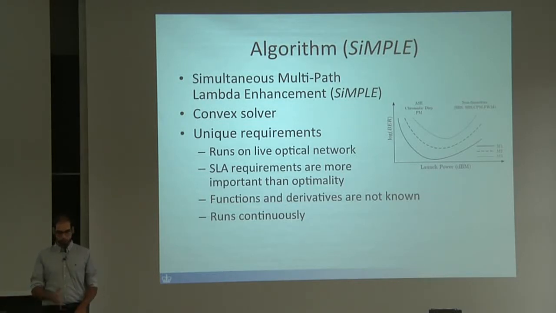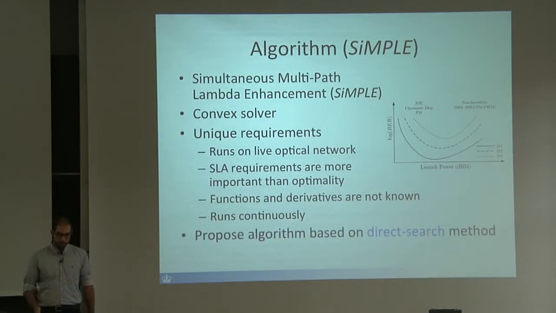Thirdly, the functions, these curves, are actually not known in advance. As I said, these curves can depend on many things, and it's very hard to have a model that really predicts this. So we don't assume that these curves are known in advance. We still assume the convexity, but we don't know the curves. And as a result, we also don't know the derivatives of these curves, which is again what most convex algorithms use. And finally, this algorithm is run continuously on a live network. So it's not something that you solve once and then use, but you just run it over and over again in succession.